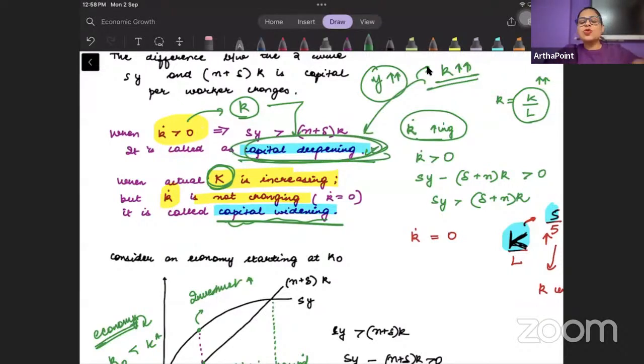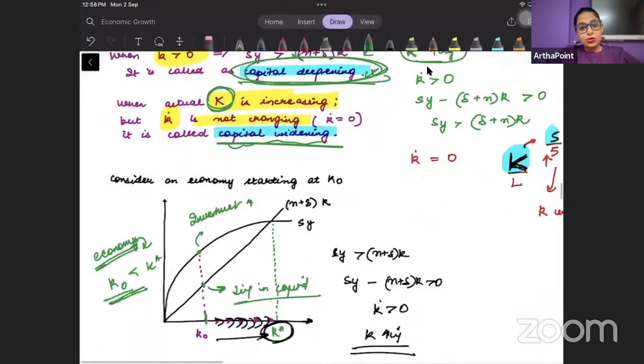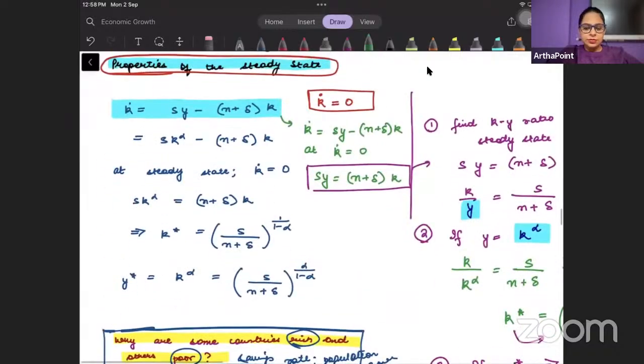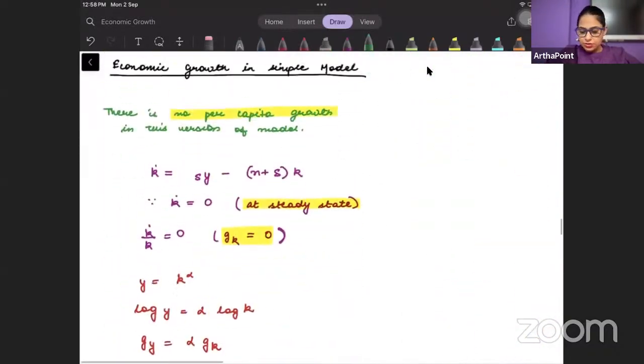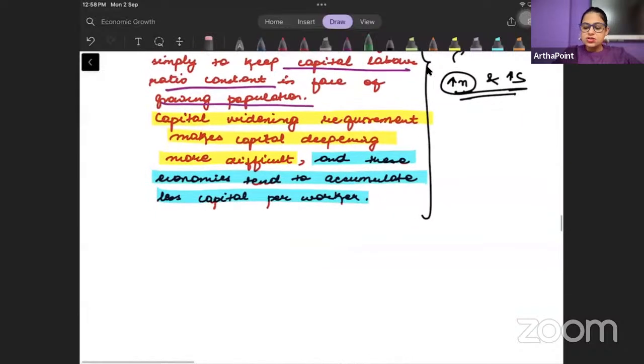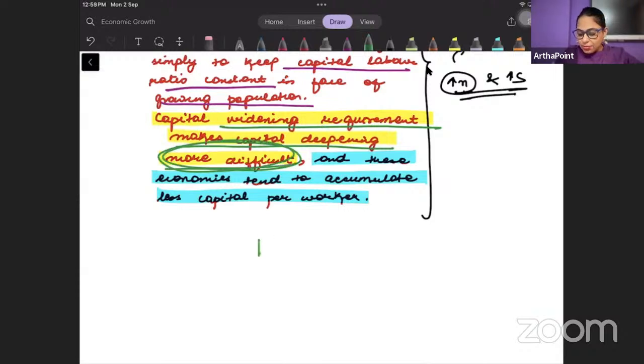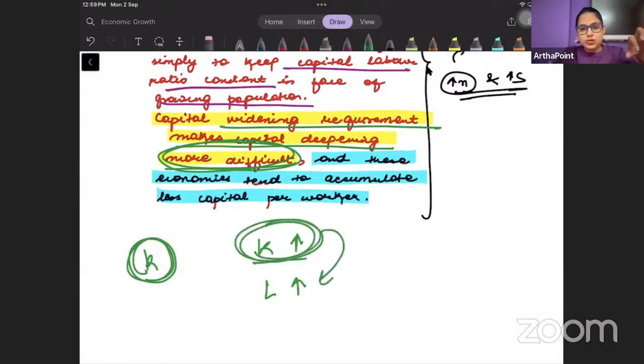When capital deepening happens, but capital deepening is not happening here, right? The maximum that the countries are able to do is capital widening, but not capital deepening. Okay? So this is what is written here. Capital widening requirement makes deepening more difficult, right? So I am able to increase K, but I am increasing K because my labor is increasing. But I am not able to increase small k, because I am just trying to complement this for this.